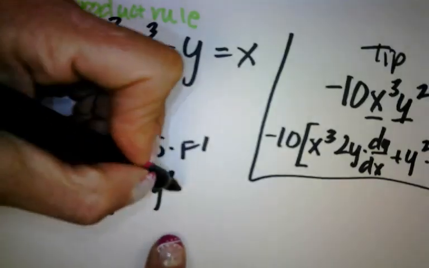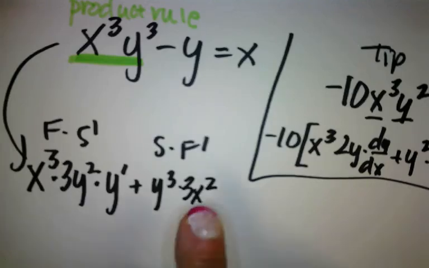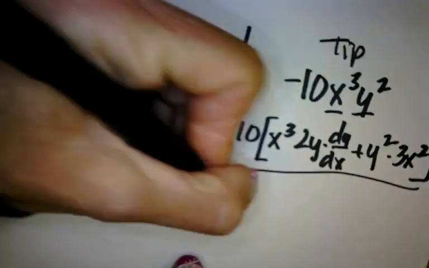Now, don't forget to take the derivative of negative y, which is negative 1 times y prime. And then on this side, the derivative of x is just 1.